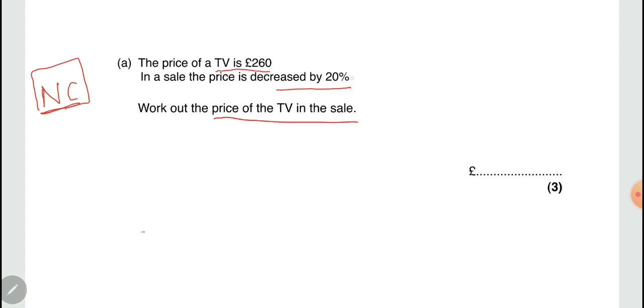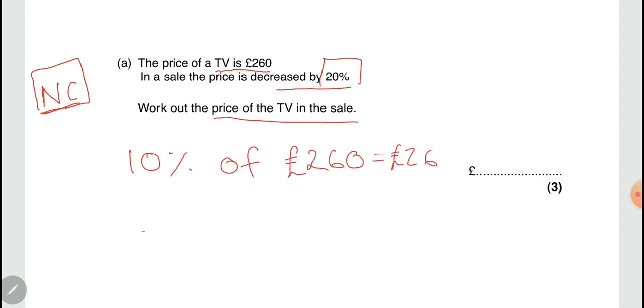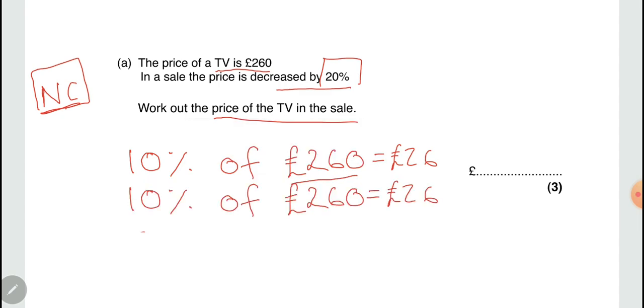So it's handy that they've given us 20% because we can easily work out what 10% is. So 10% of 260 is £26. To get 10% of any number, you just divide the number by 10. So 260 divided by 10 is 26. But that's only 10%. We want to decrease it by 20%. So if I can work out another 10%, is £26. So now I have 20% here.